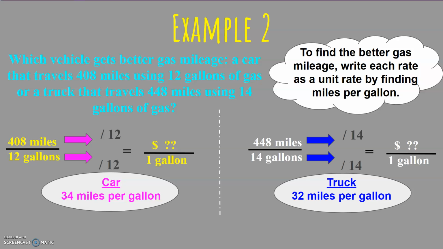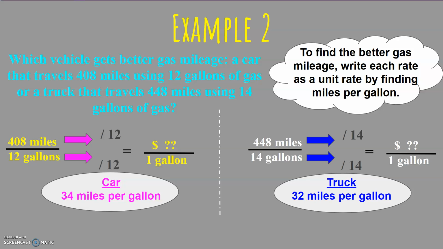On the other side, divide by 14 because 14 is the denominator. We need 14 to be 1, so divide 14 by 14. 448 miles divided by 14 is 32. Don't worry, there's dollar signs. Ignore the dollar signs. Dollar signs don't matter. The truck gets 32 miles per gallon, which is awesome. I've never seen a truck get 32 miles per gallon.